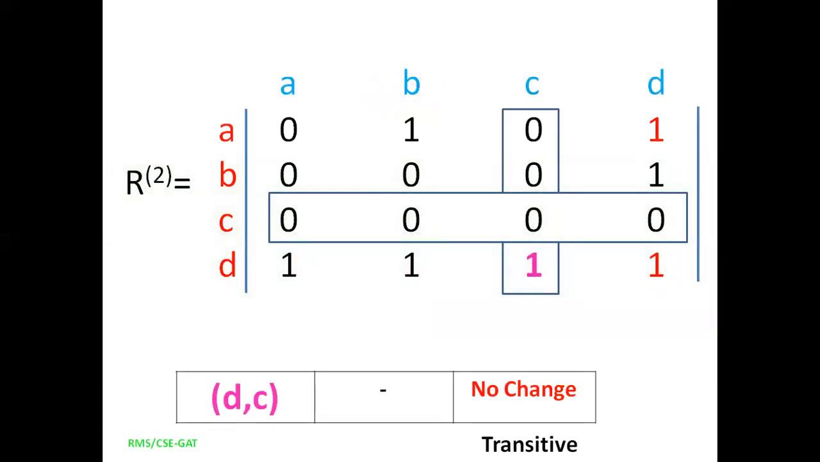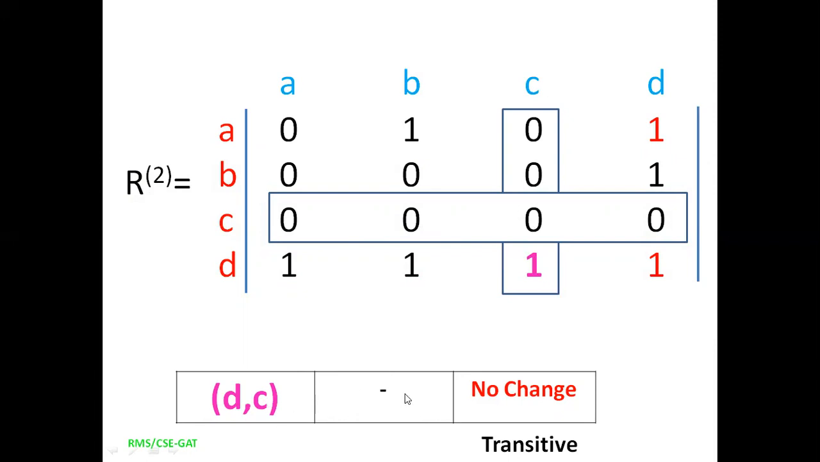Now from R power 2, to get R power 3, we need to highlight the third column and third row. In the third column, we need to find the position of 1. What is the position of 1 here? The position of 1 is D comma C. D row and C column, that is D comma C is the position of this 1 in the third column, which I have indicated in pink color. Now in the third row we need to find the position of 1. But here I don't have 1 in my third row, so here I have not written any position.